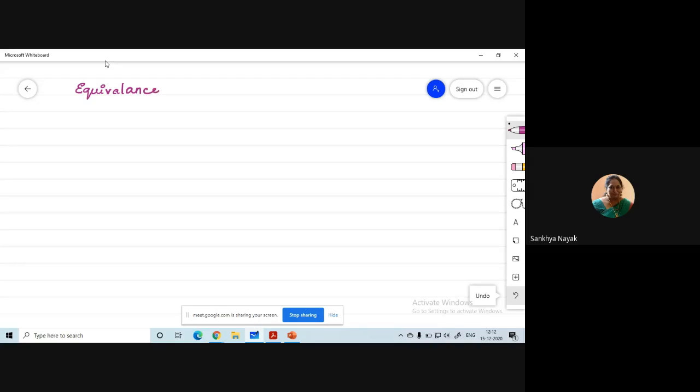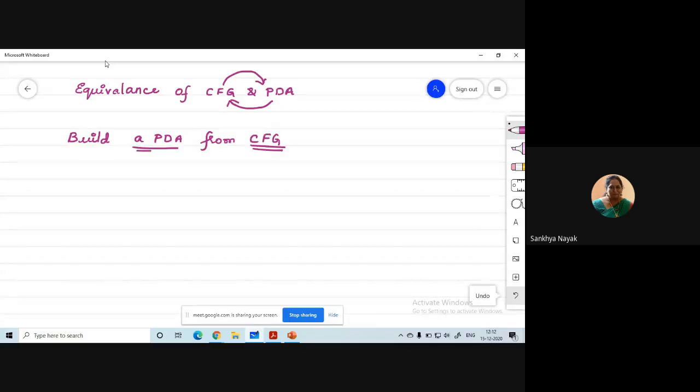So the topic that I'm going to take is equivalence of context-free grammar and PDA. Equivalence means that you can convert CFG to PDA and also PDA to CFG. Today we'll take one easy topic, that is how do we build a PDA from grammar. They will give you a CFG, a grammar, and you will have to build the PDA using this context-free grammar. There is a theorem, I will not bother about that right now.